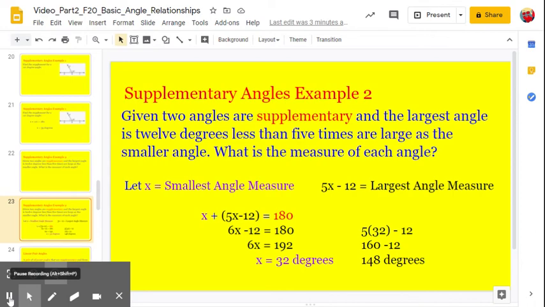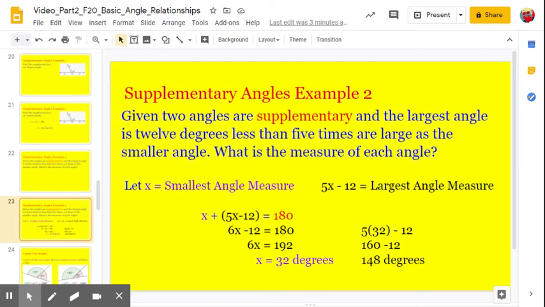All right, this one might have been a bugaboo for many students. This is usually a little bit more of a challenge. So you had to define the largest angle. It says it's 12 less than 5 times as large. See how the English is written, 12 less than 5 times as large?